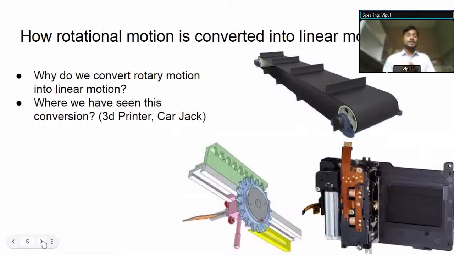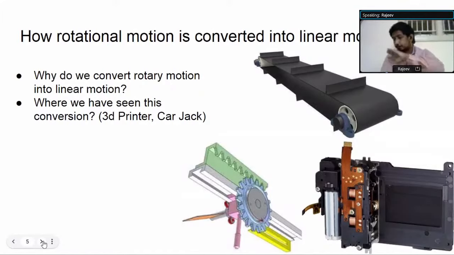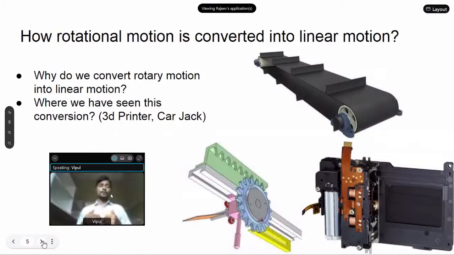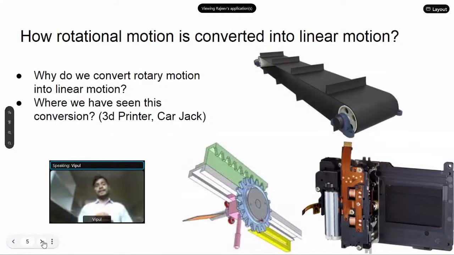How is rotational motion converted into linear motion? Why do we need to convert rotational motion into linear motion? When we use our bike, the wheel is actually doing angular motion, but we move in a straight line in the forward direction. That means we are converting rotational motion into linear motion.